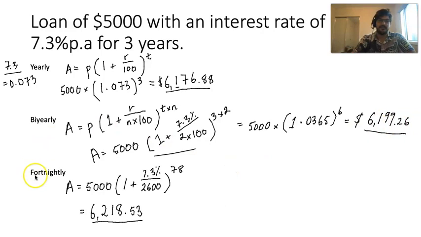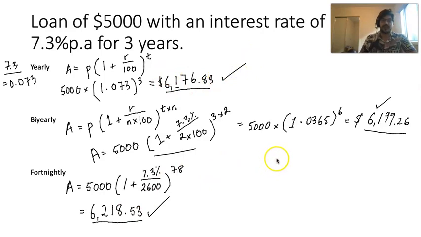6,199.26. And then finally fortnightly, so 26 fortnights in a year, it's calculated 26 times: 5,000 times 1 plus 7.3% divided by 2,600, which we know is 0.0028, so it becomes 1.0028 to the power of 78, so 3 times 26 is 78, which gives us $6,218.53.